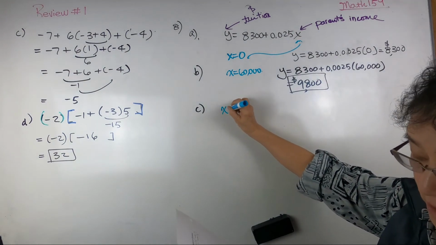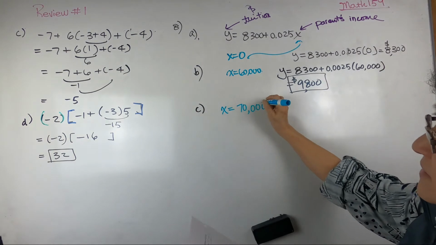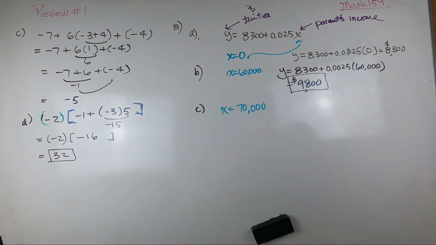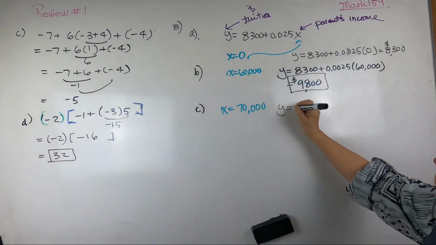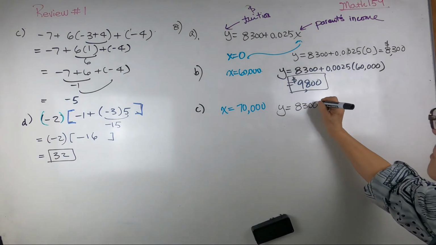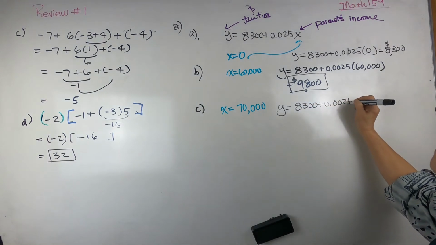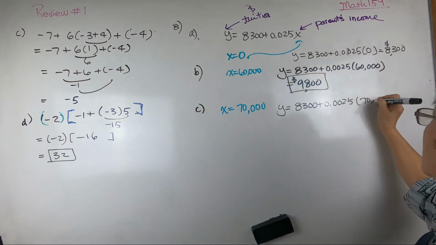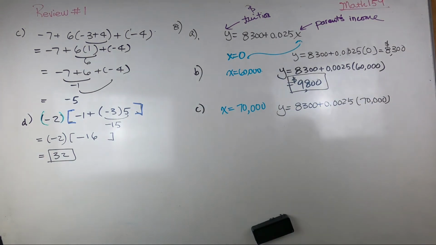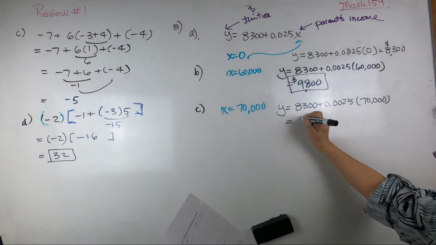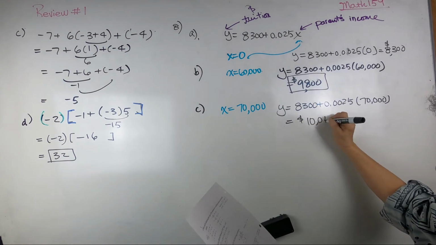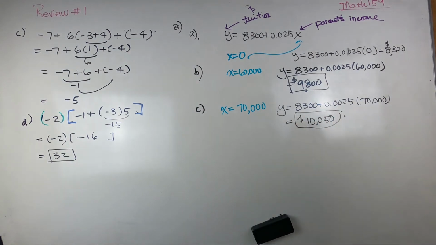Next one, if you say your parents make $70,000, according to the formula given, how much tuition should you pay? The Y. So you do 83,000 plus 0.25. So we are learning what? How to plug in with the information given, right? It's a regression line. It's just a line for the prediction. So then this one, if you do it, will be 10,050,000. Got it?